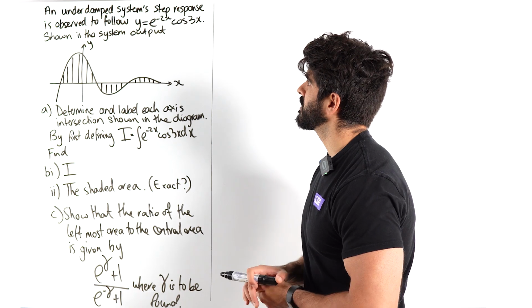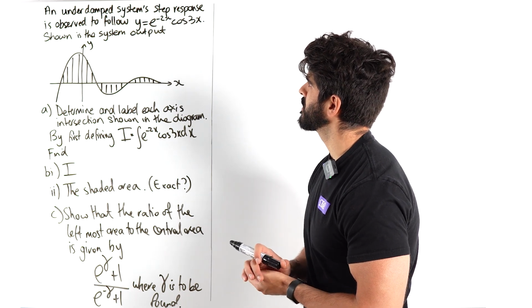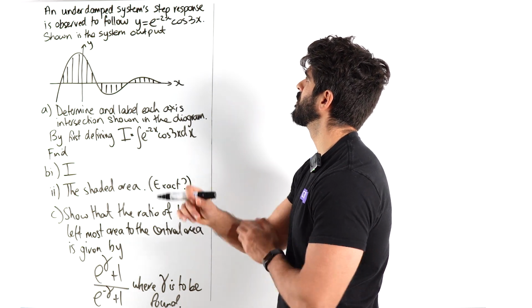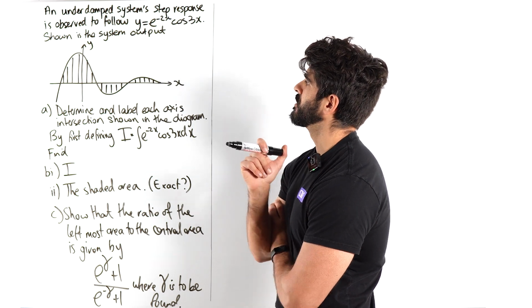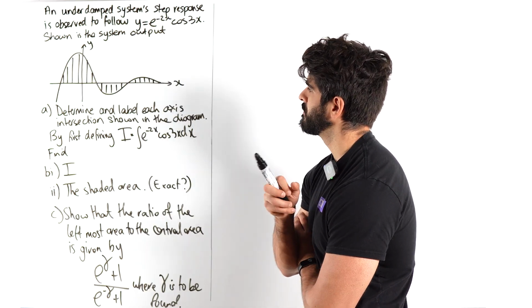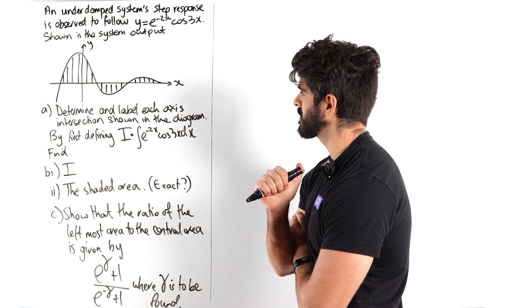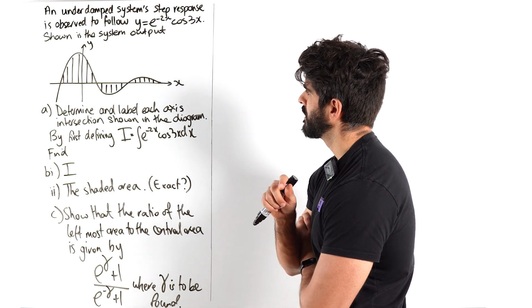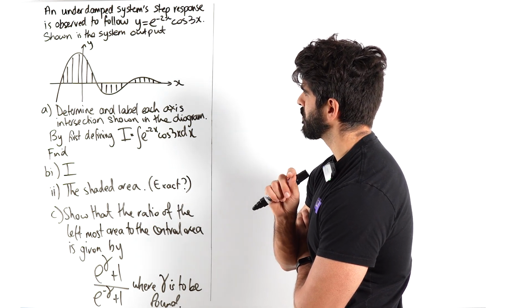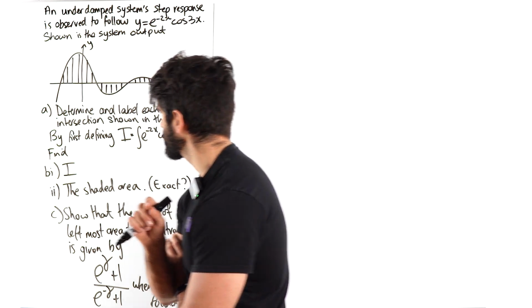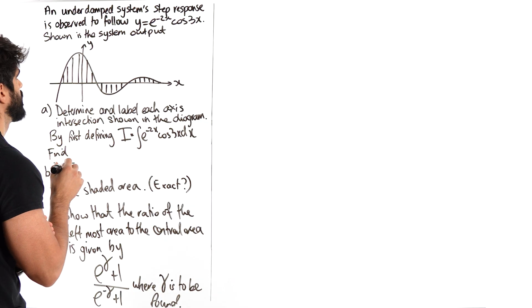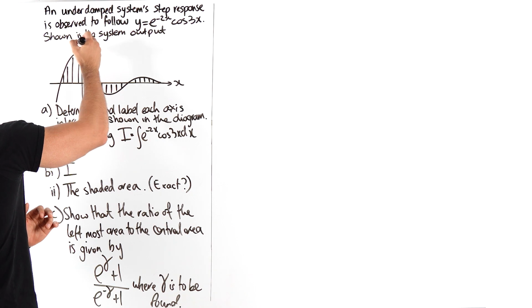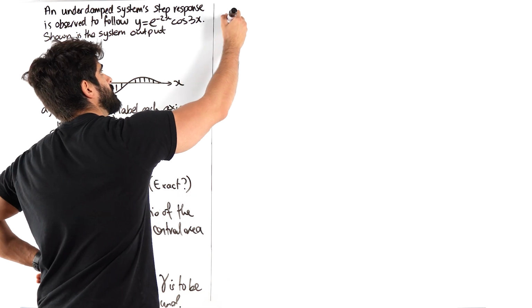So the question basically says, an underdamped system step response is observed to follow that equation, shown as the system output, so basically the diagram. Determine and label each axis intersection shown in the diagram. So I guess the first one, the easiest one to work out is where it crosses the y-axis, which is when x is 0.